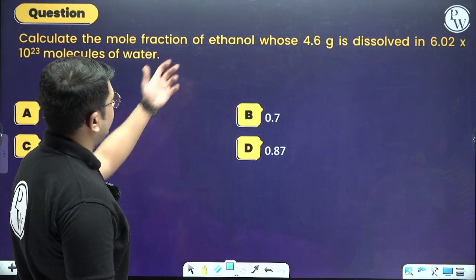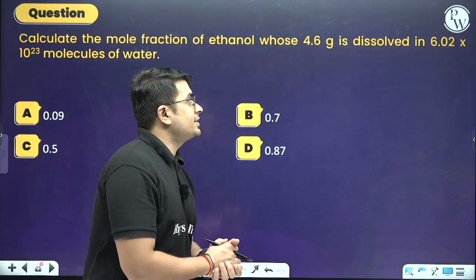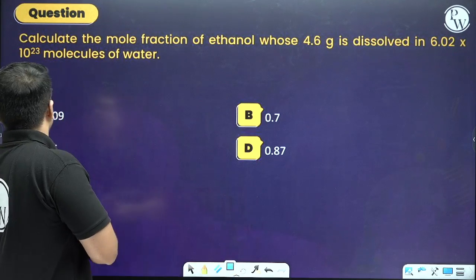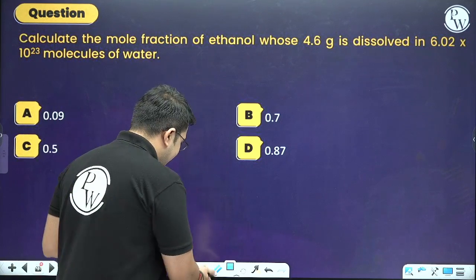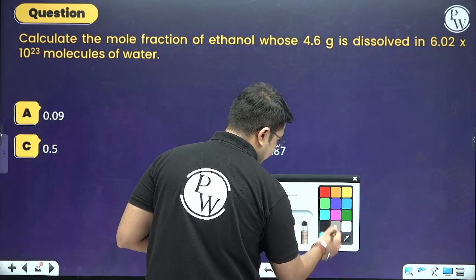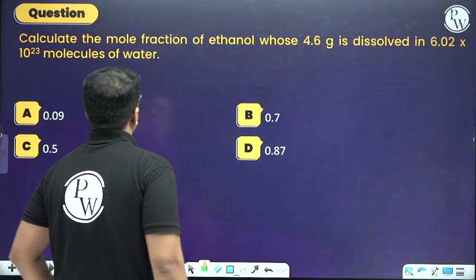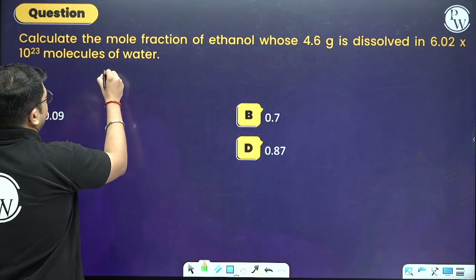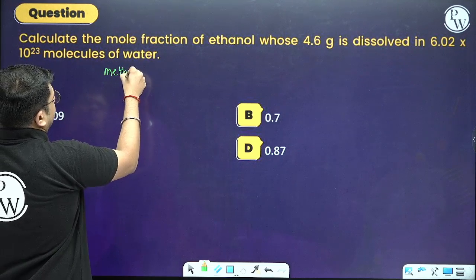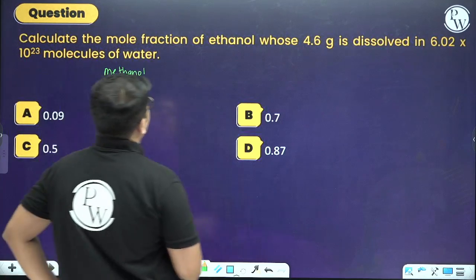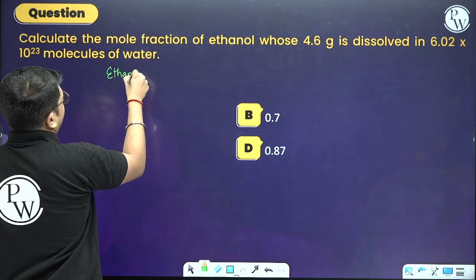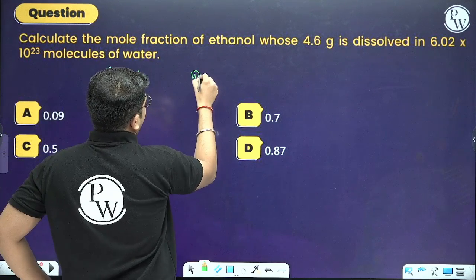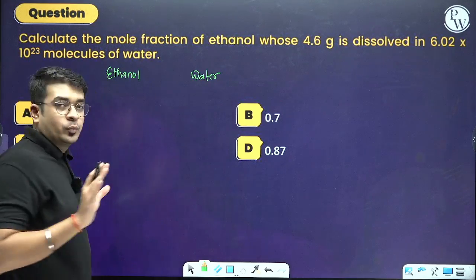Okay. Now, talking about the next, we have a question. Calculate the mole fraction of ethanol whose 4.6 gram is dissolved in 6.02 multiplied by 10 raised to the 23 molecules of water. Very interesting question indeed. Okay, so what can be done? We have the first component which is ethanol, and the next component is water. So I need both numbers of moles.